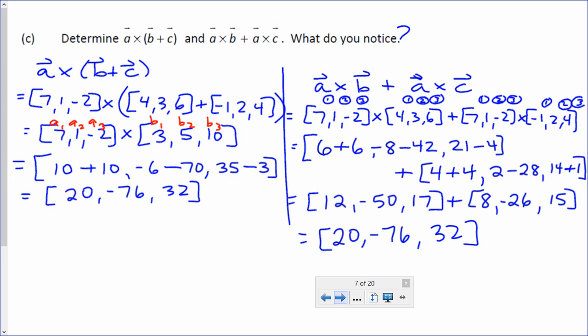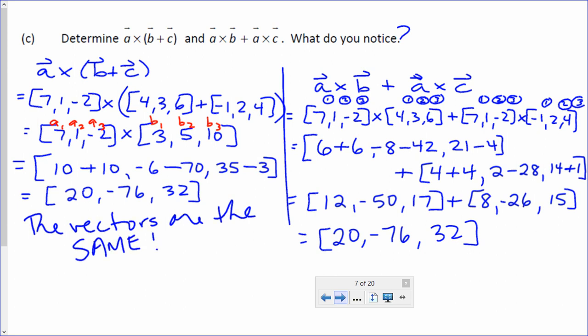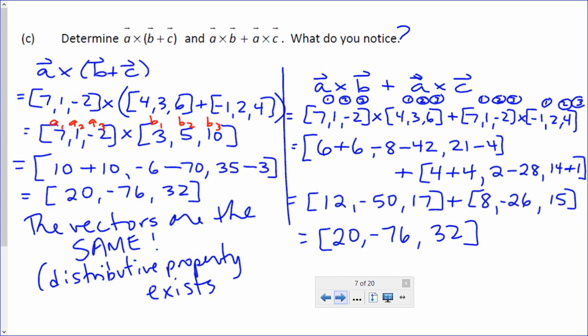Cool. So that's how. So what do we notice? The vectors are the same. The distributive property exists if possible. Okay? So you're allowed to do distributive property with cross product.